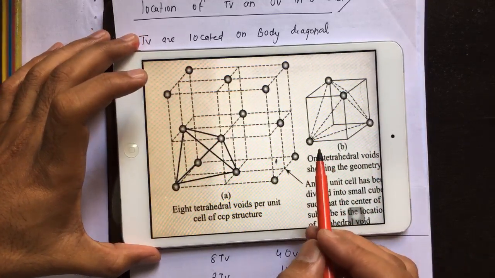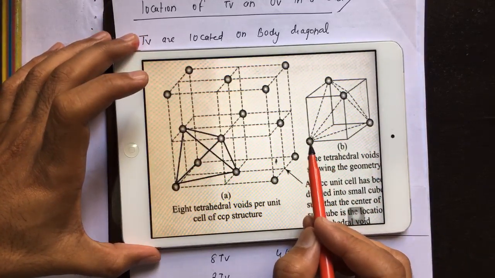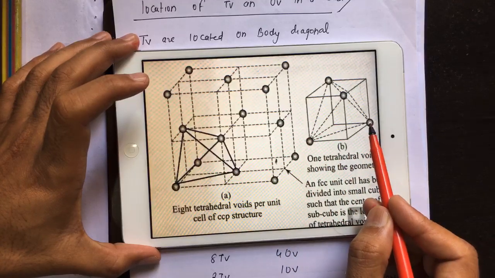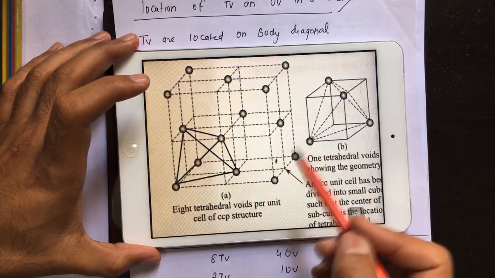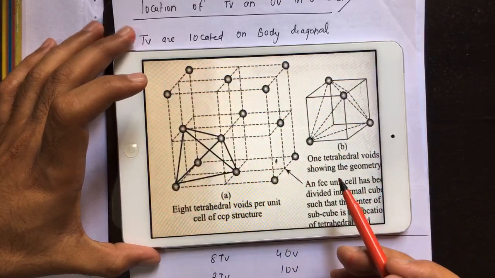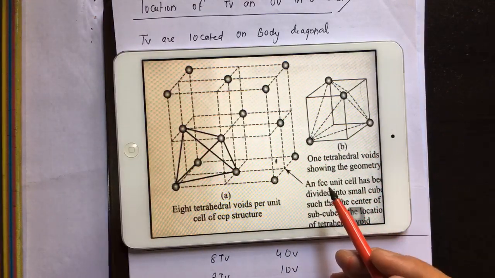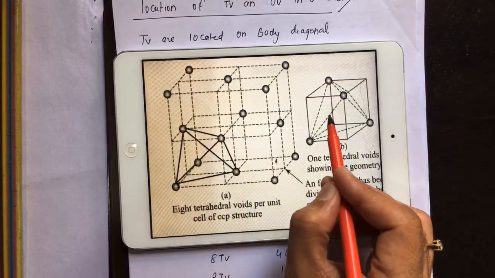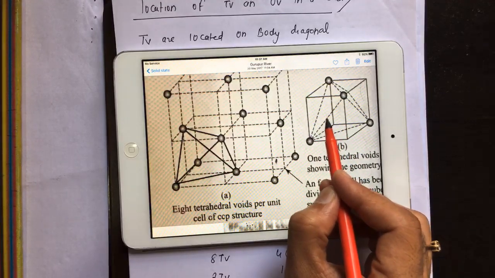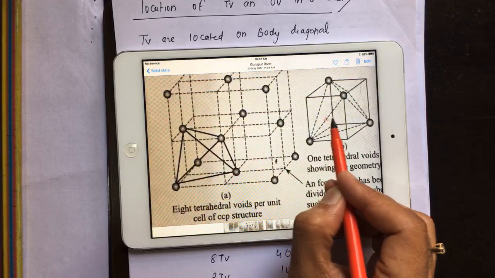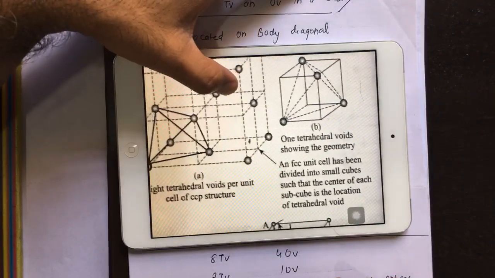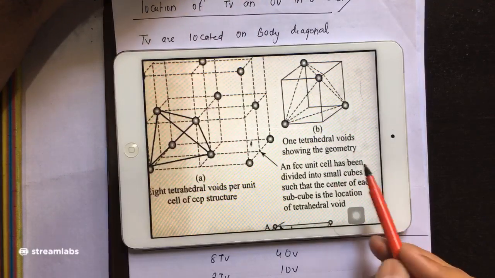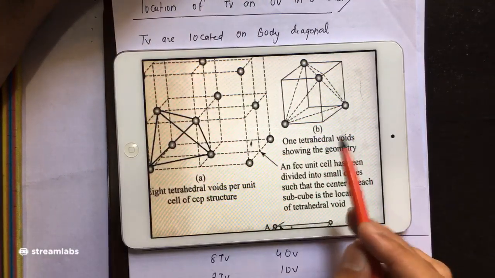The atoms are present at the alternate corners. This one, they are present here, then they are present here and here. If you arrange and attach all this, there will be a tetrahedral arrangement, and it makes a void over here at the center somewhere like this. This will be a tetrahedral void. So what I'm trying to say is, it is one tetrahedral void showing the geometry. I'm showing you one tetrahedral void here.